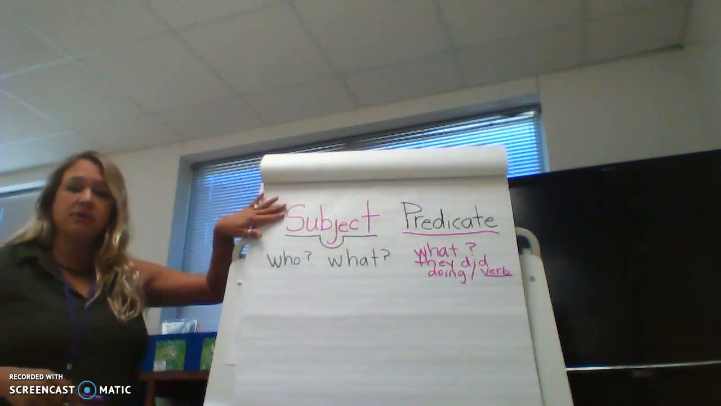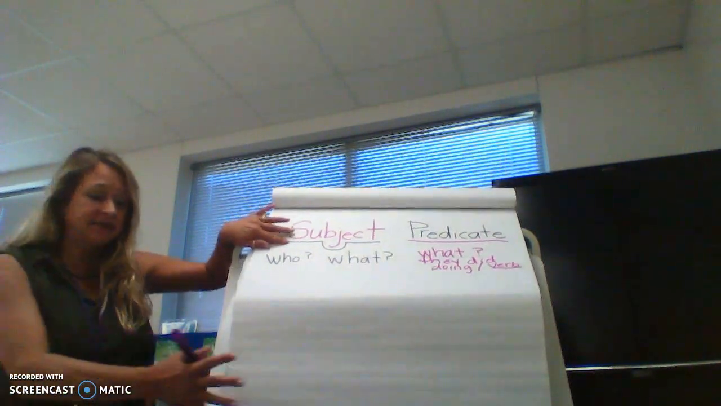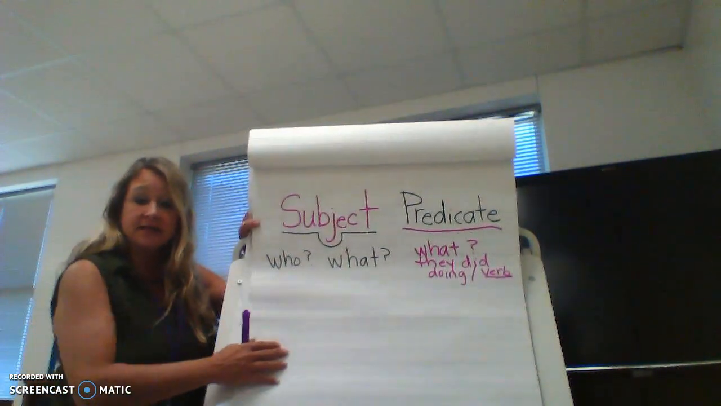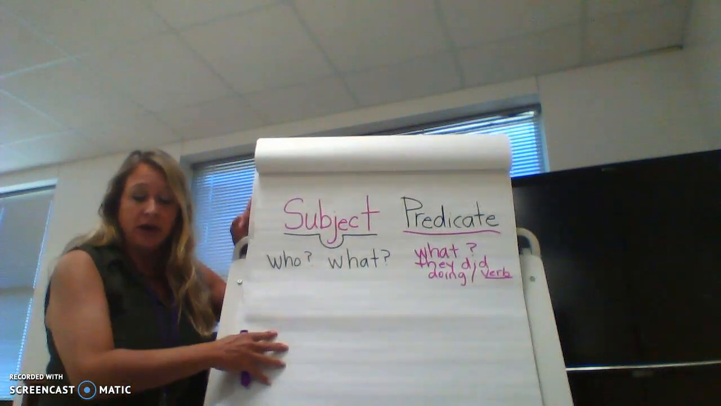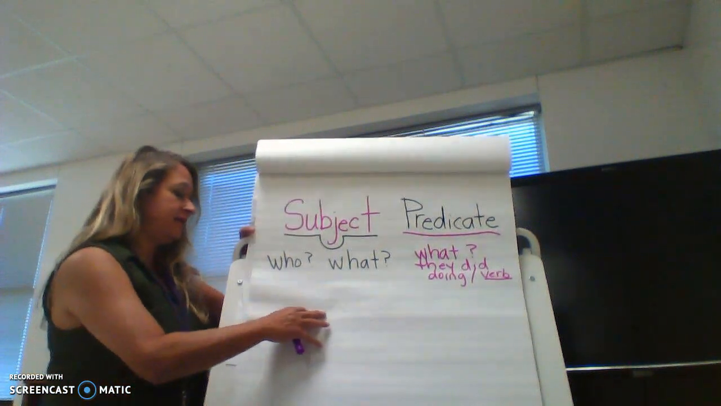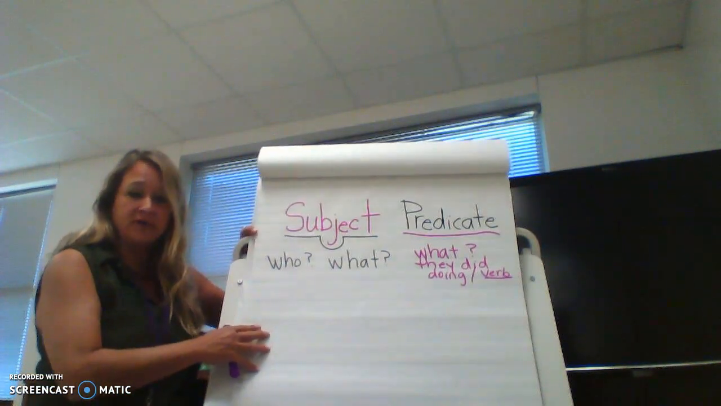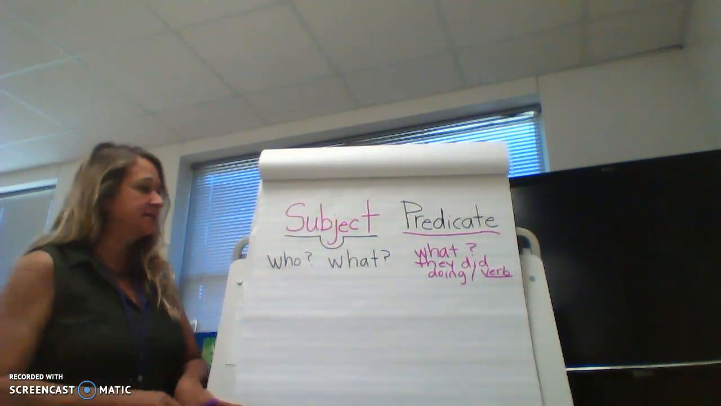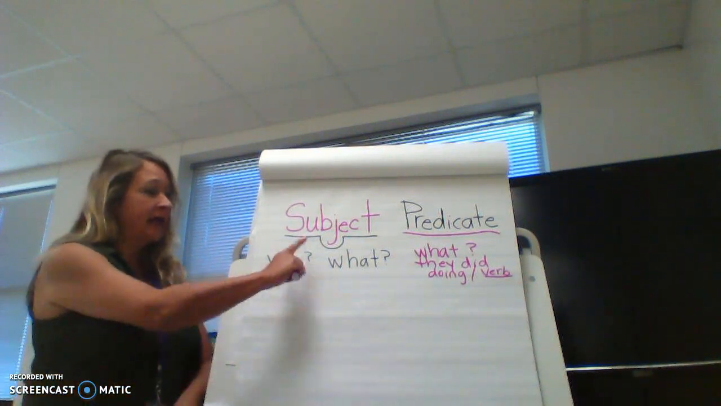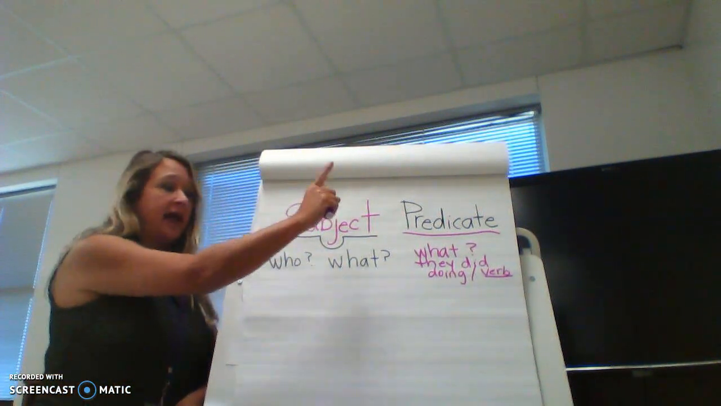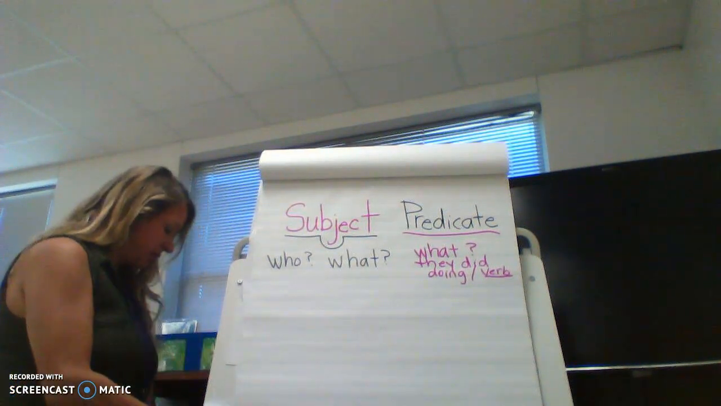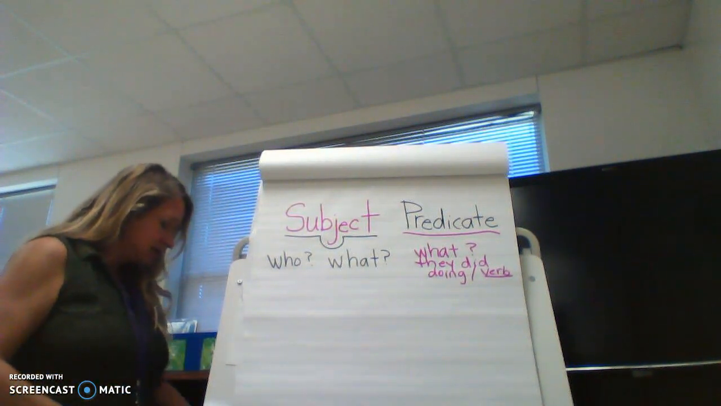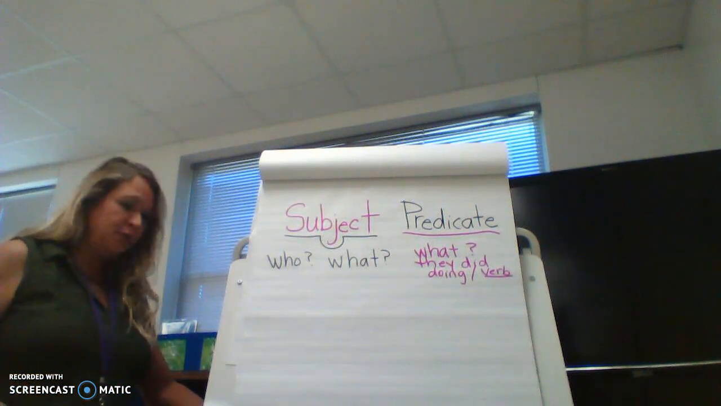So just try to remember, like Mr. Morton, that's the subject. That's who. Predicate is what he does. What did he do? Okay, that is the second part of the sentence. All complete sentences have to have a subject and a predicate. They have to have two of those important things. So let's write an example sentence.